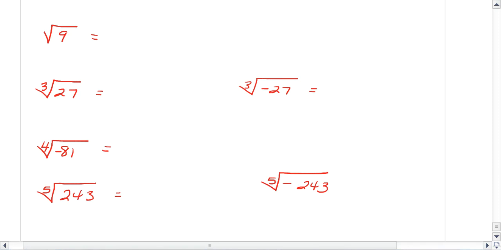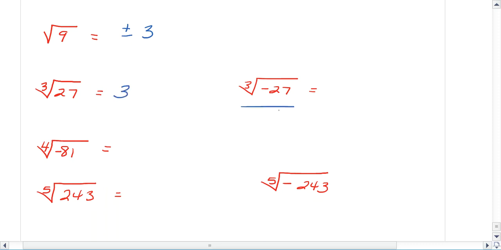I'd like to start just by looking at a couple examples just to get your brains rolling back into the radical topic. So you already know the square root of 9 we write as plus minus 3 because it does have two answers. The third root of 27, we know that 3 times 3 times 3 is 27. However, this is not a plus minus. When there's a positive number under an odd root, then the answer is just positive.